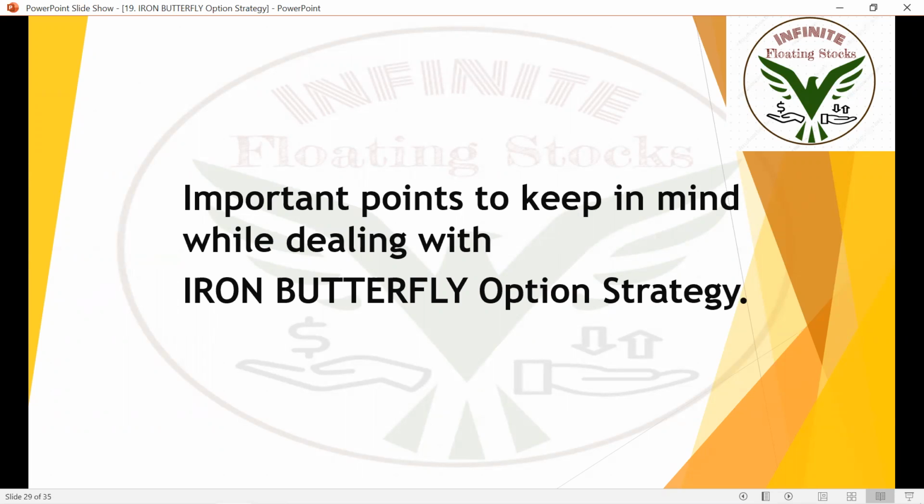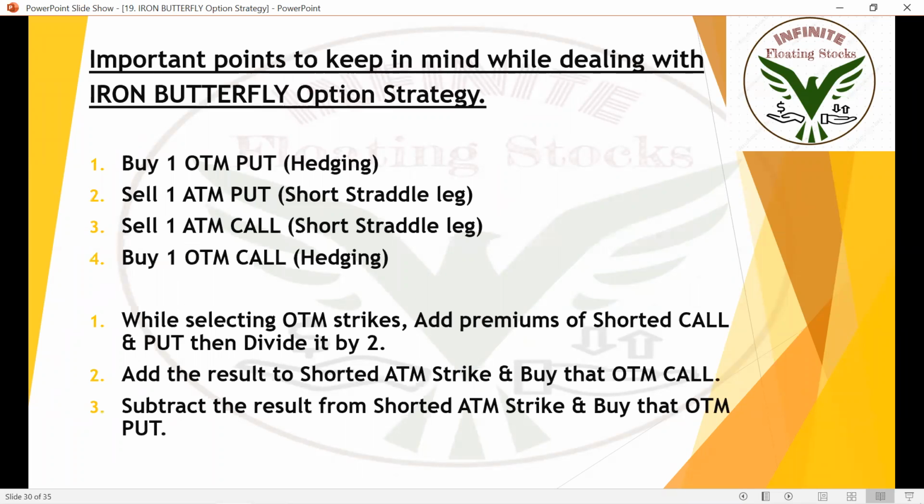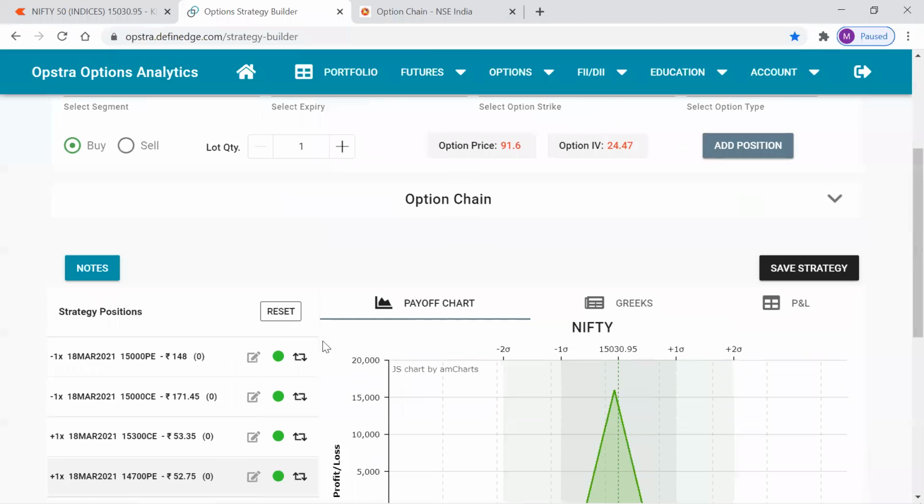Now, important points that you need to keep in mind while dealing with the iron butterfly option strategy. First thing, which strikes to choose? Very simple. Just sell the at the money call option and the at the money put option. I'll show you again for the final time.